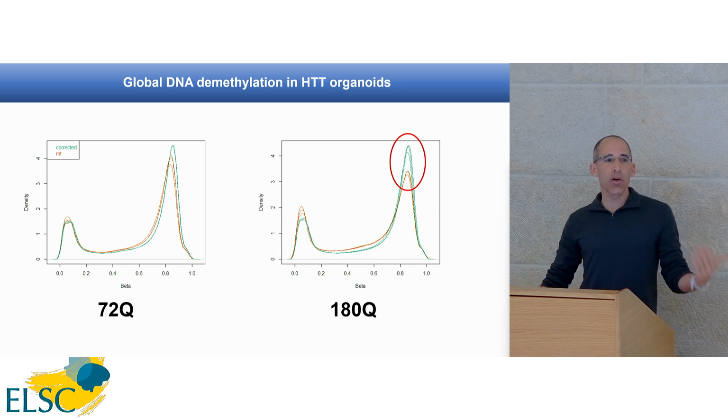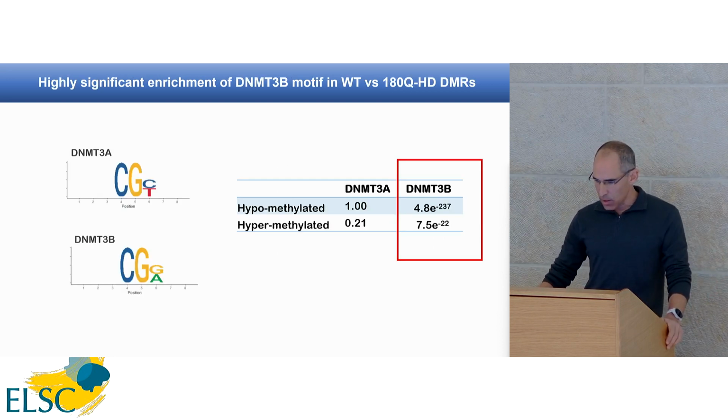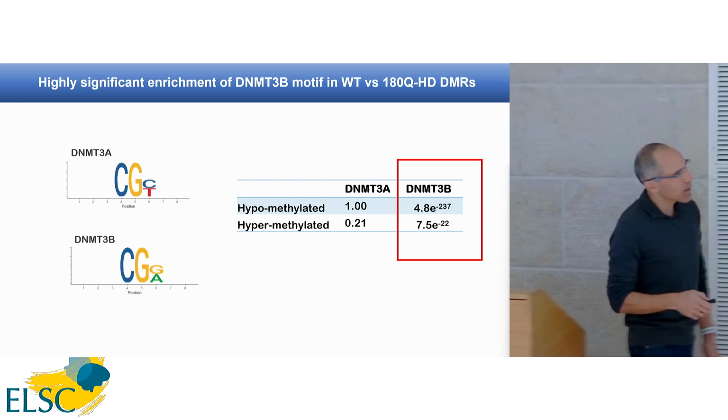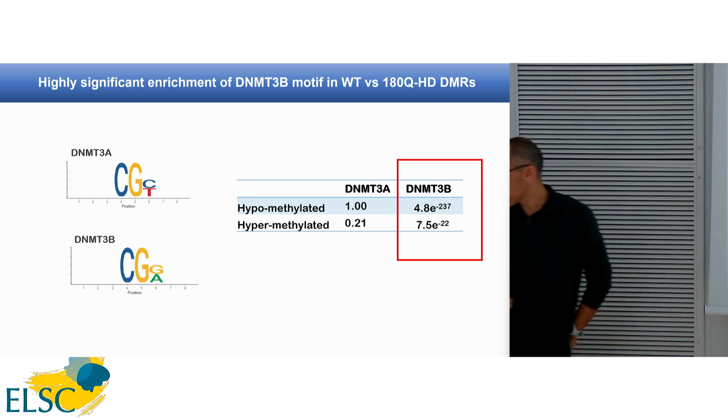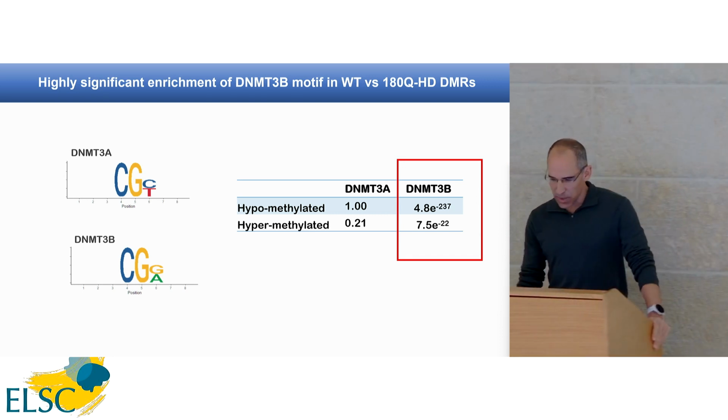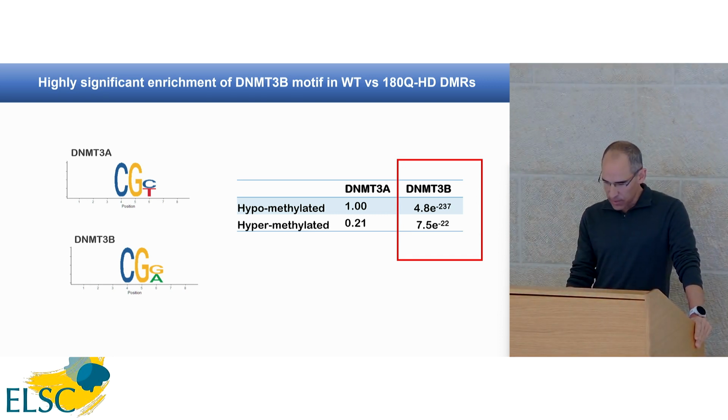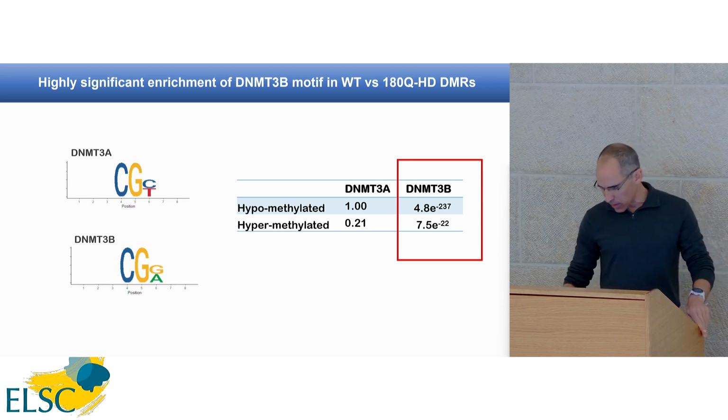And again, we can go back and test the signature of the 3A, 3B. Is this random? No, it's really 3B related. Again, you can see this very, very significant p-value for the 3B signature, suggesting that this is really 3B related.